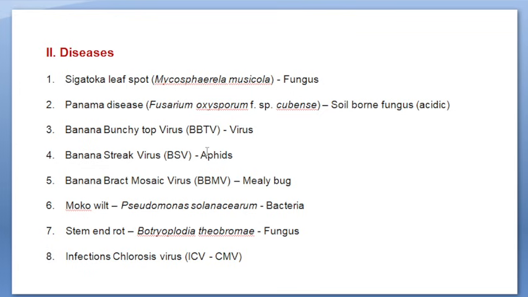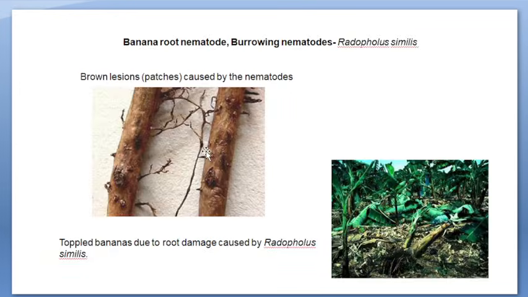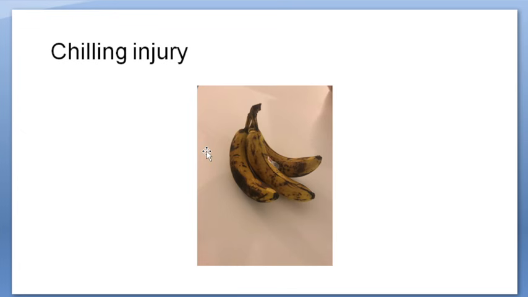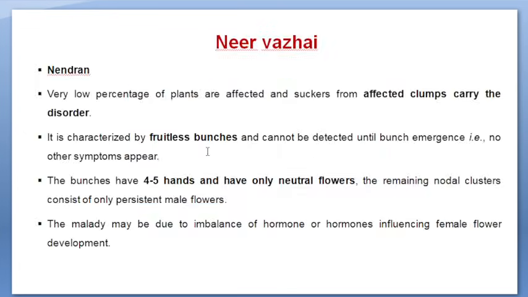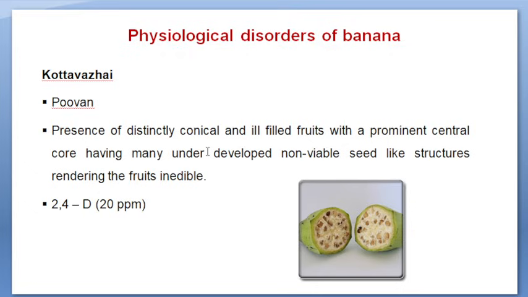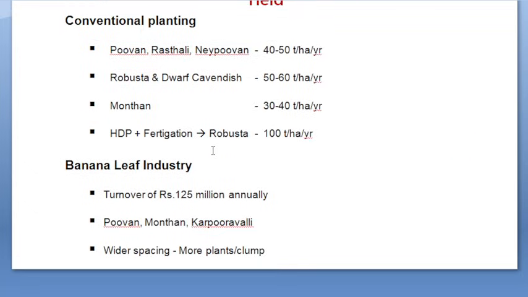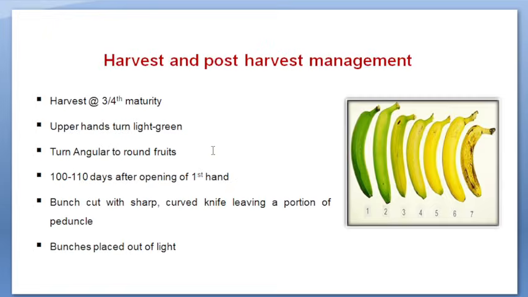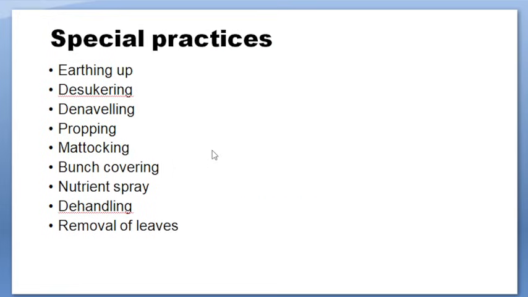So in banana there are many diseases as well as disorders, mainly Nirvazi and Kottavazi. That you should know. What is Nirvazi? What is Kottavazi or hard lump? It is related to other things like paring and pralinage and maturity indices. These terminologies are very important.